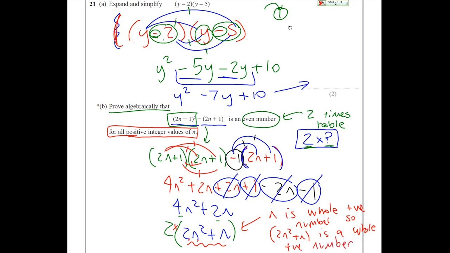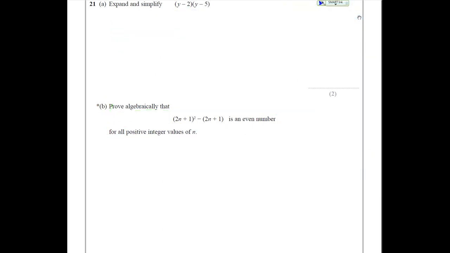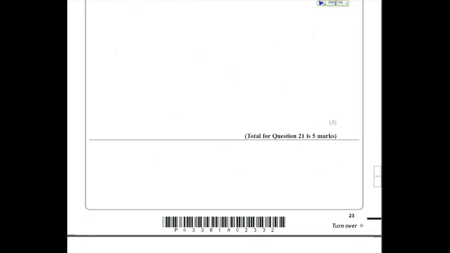Okay, and let's write a little bit more because it is a star question, so we do have to explain what's going on. So it's going to be 2 times positive number is even. Okay, so here we could write therefore even, and this is our reason for that. Okay, proof questions are quite nice when you know what to do with them, and they do go into a bit of A-level maths as well.